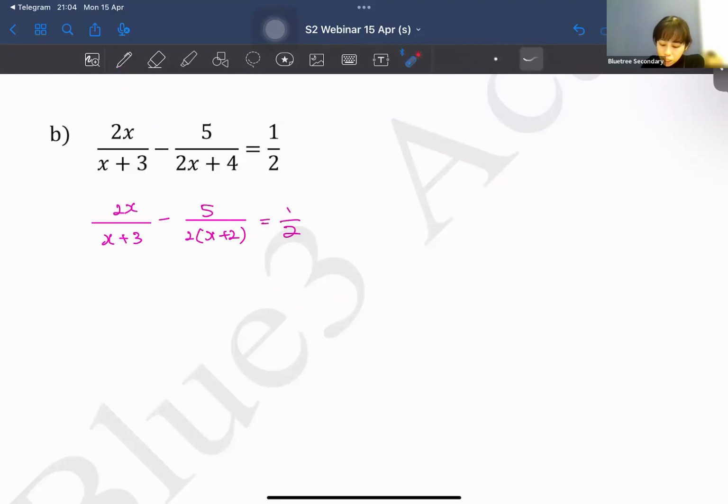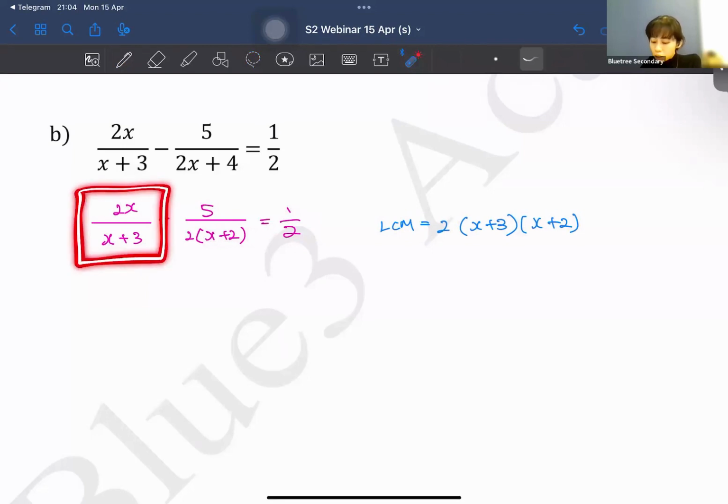So I have essentially three different factors over here. X plus 3 is one factor, 2 is another factor, and x plus 2 is the third factor. Why do I not highlight this extra 2? Because I have a 2 here already. So the LCM of all my three fractions is going to be x plus 3 times x plus 2 times 2. I'm going to write that number at the front.